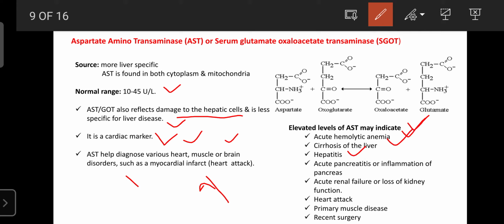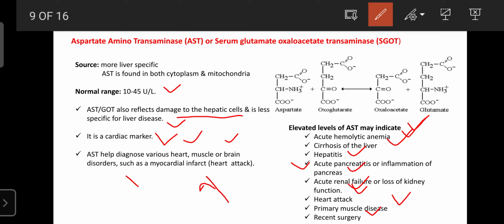The AST level is mainly elevated in the case of acute hemolytic anemia, cirrhosis of the liver, hepatitis, acute pancreatitis or inflammation of the pancreas, acute renal failure or loss of kidney function, heart attack, primary muscle disease, and recent surgery. Simply, if any person has a problem in digestion, their abdominal cavity is always swelling, and they are also suffering from fatigue, that can denote malfunction in digestion. Then you can go for AST, SGOT. If its level is increased, that can indicate acute pancreatitis or inflammation of the pancreas.